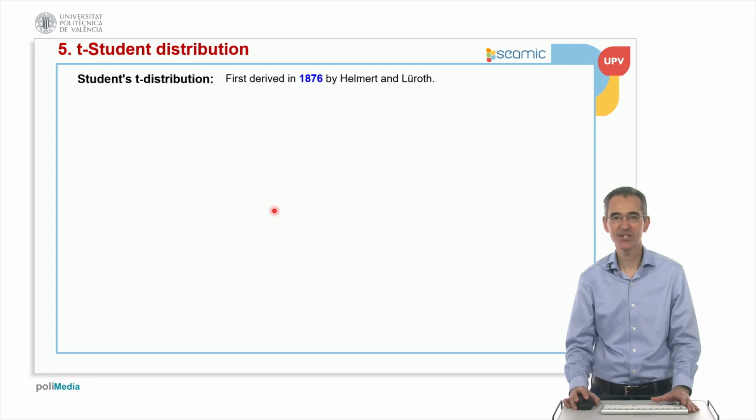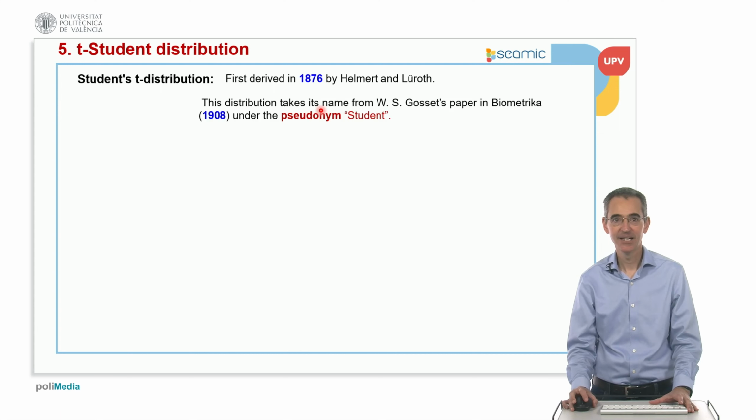Is it because it was developed by a student of statistics? Well, not actually. The story is a bit curious, and I would like to explain about that. It was first derived in the year 1876 by Helmut Lüroth, but this distribution takes its name from Gosset, in Gosset's scientific paper that was published in the journal Biometrika in the year 1908.